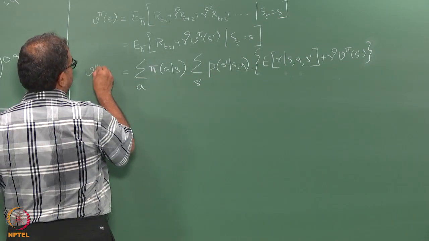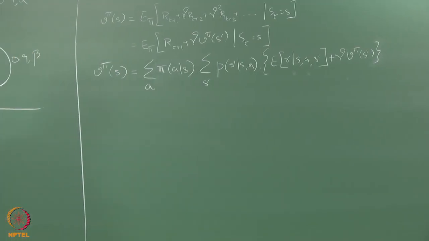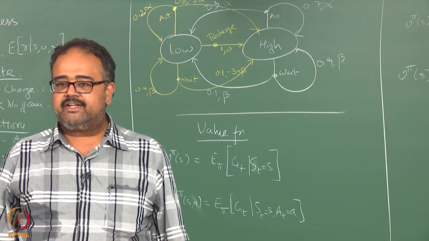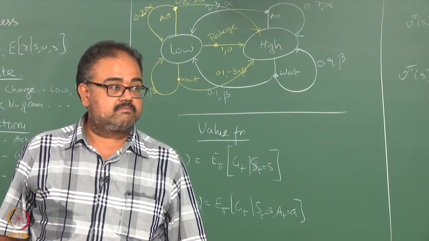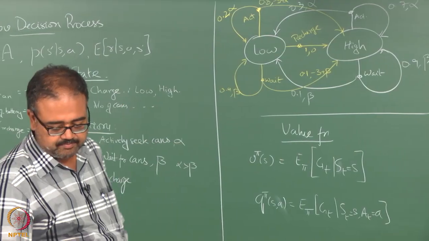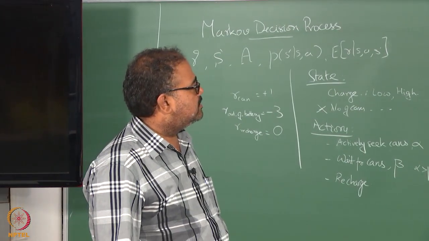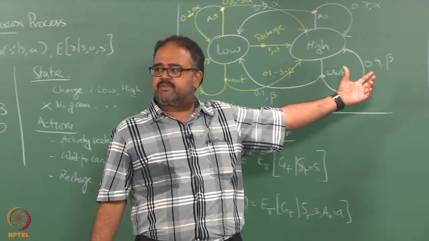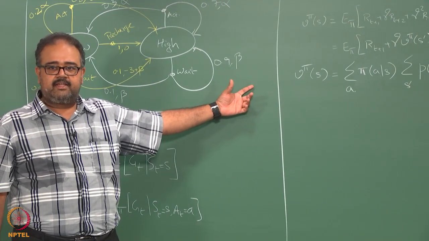So it's nice, right? We have written V pi in terms of V pi. Right, so it's a system of equations, right? You can see there is a system of equations. You have one equation for every state.